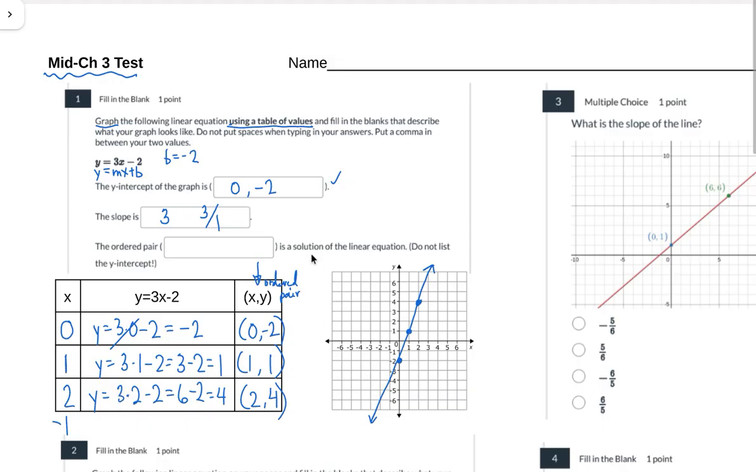So when we come back to trying to make sure that we answer all the pieces of the test question, it says the ordered pair, meaning I'm looking in this column right here, which ordered pair is a solution of the linear equation? Do not list the y-intercept, which means I shouldn't list this one. So I'm going to choose to put in 1, 1, because there's already these parentheses here. You could have put in 2, 4.